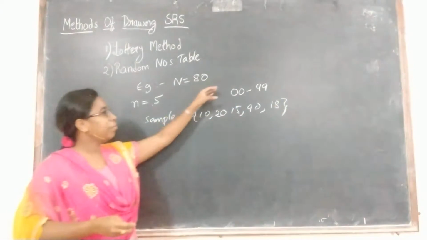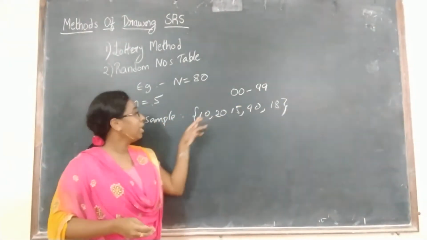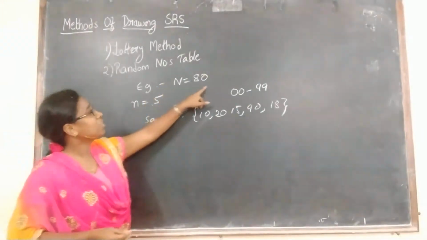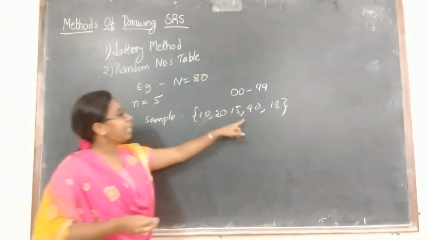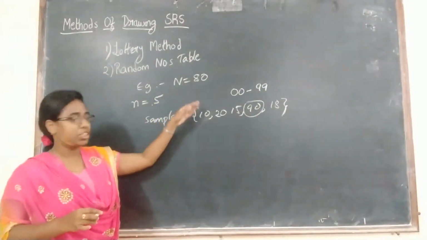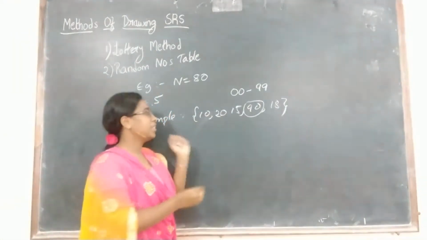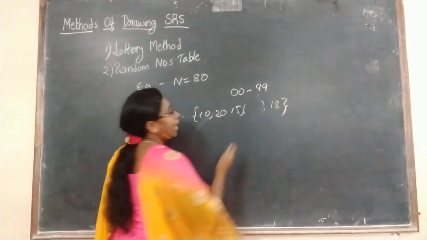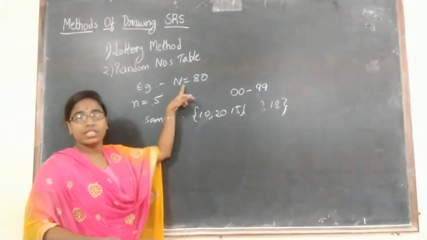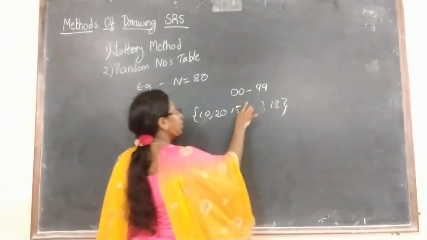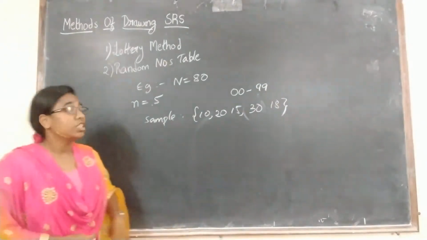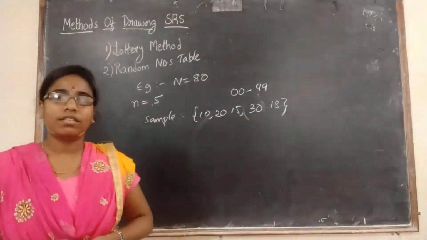If I pick randomly the numbers from this table, I may get these numbers. If you observe, my sample is of size 80 only, but here I got the number 90, which is not included in the population. So in this case, you will remove that 90 and draw one more number until you get a number between 0 and 80. So this is all about random tables.